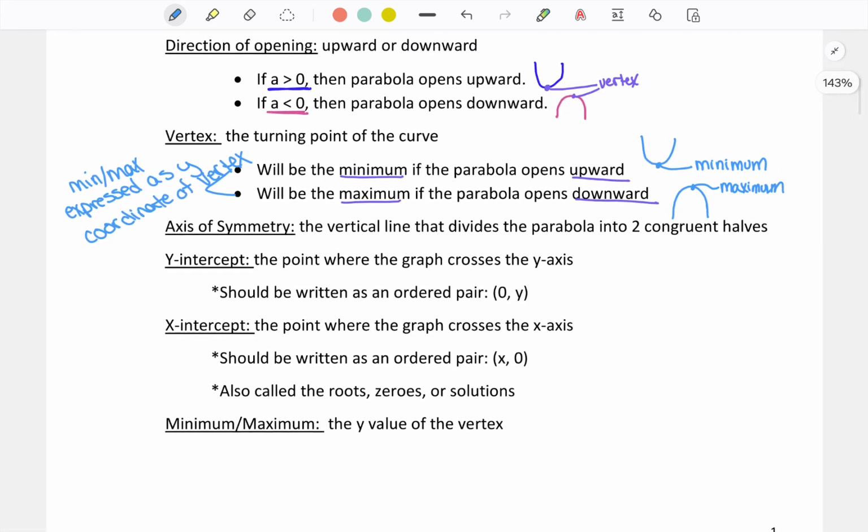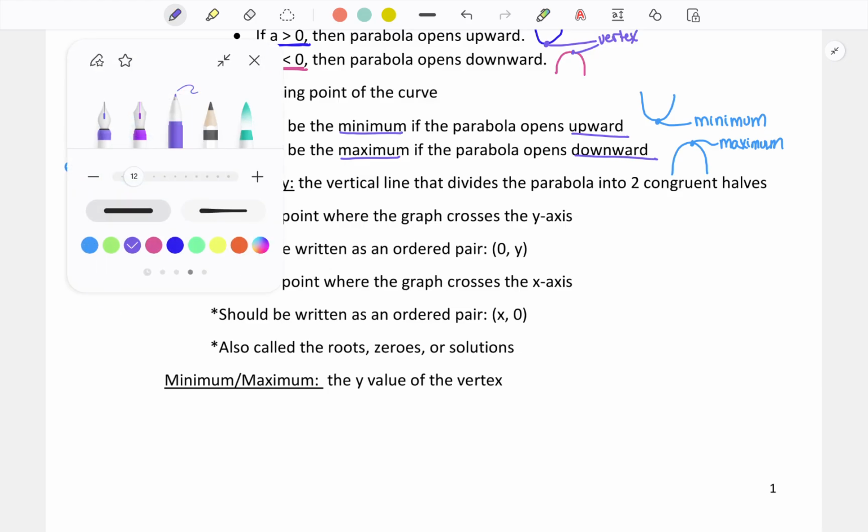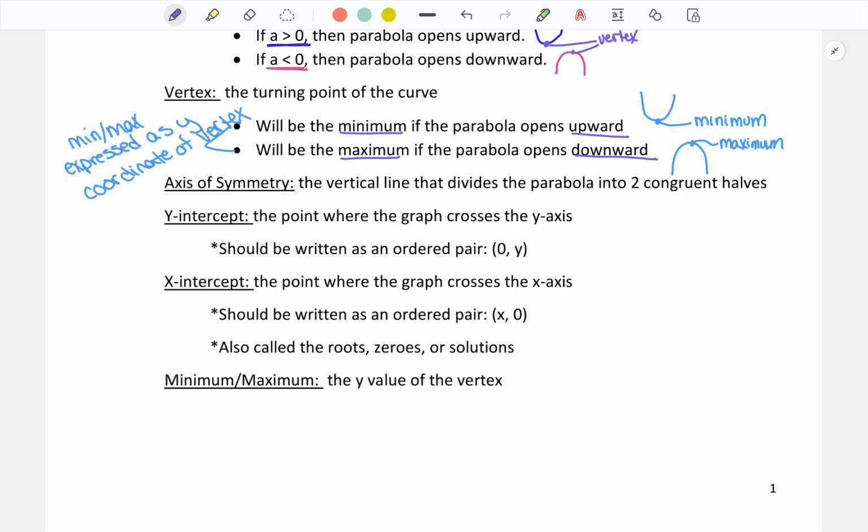So then your axis of symmetry is actually the x-coordinate of the vertex. It is that vertical line that divides the parabola into two congruent halves. But we get the number for it off of that x-coordinate. So it just becomes x equals whatever that number was. So actually we'll call that h, because that is what we use to represent our vertex, h and k.